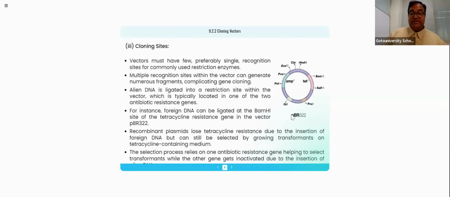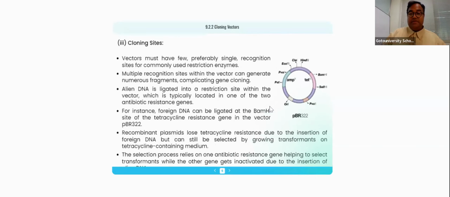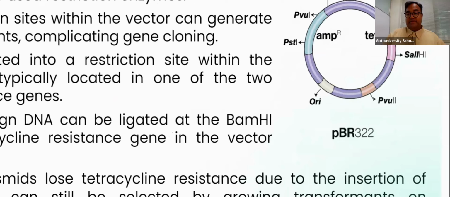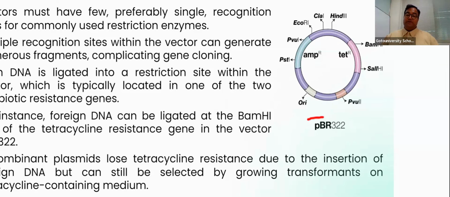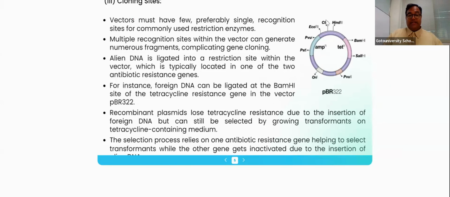Now we are going to the cloning sites. If you're seeing the cloning site, this is a plasmid DNA. Why are we using the term PBR 322? Because Bolivar and Rodriguez are the two great scientists. Can you see anywhere here the expansion of PBR 322? No. PBR indicates Bolivar and Rodriguez. Is it written here? No.